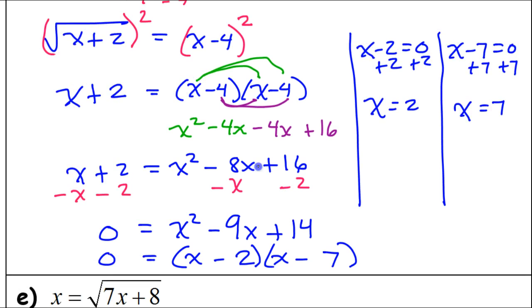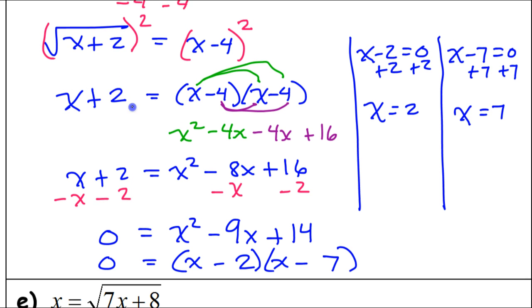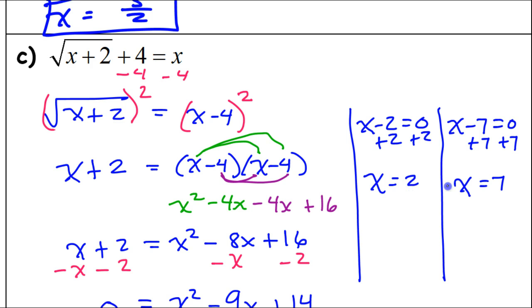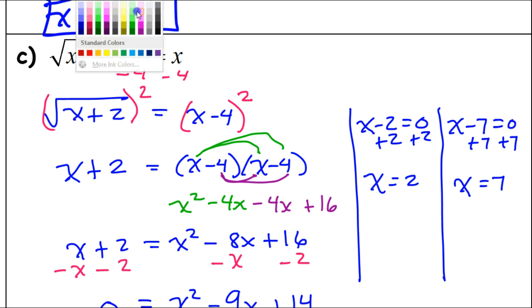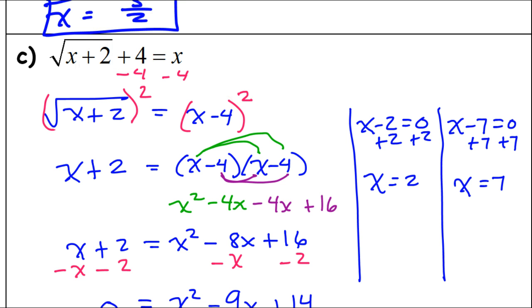Now, when we solve radical equations like this, we will often get extraneous solutions that don't actually work. So let's check each one of these and make sure they actually work. So let's start with the x equals 2. If I were to plug that back in, then that would give me this. I'd have the square root of 2 plus 2 plus 4, and that's supposed to equal 2. Well, this is the square root of 4.